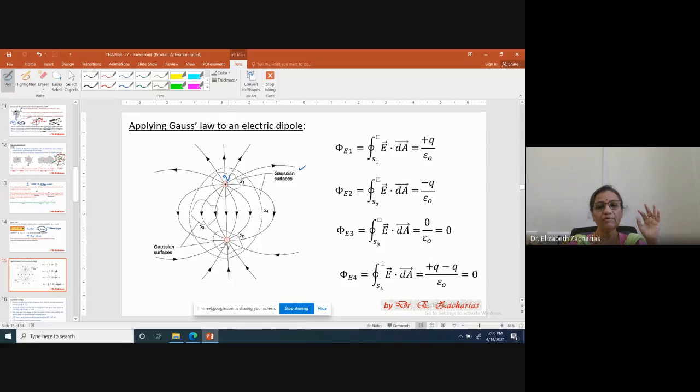And now look at the number of lines for plus Q and minus Q. For plus Q, you see 1, 2, 3, 4, 5, 6, 7, 8, 9, 10. So I'm finding that some 10 or 11 lines are coming. How many lines are there? 1, 2, 3, 4, 5, 6, 7, 8, 9, 10, 11, 12. So 12 lines are coming out. If you see for surface 2, 12 lines are entering. Now, for surface 3, what will be the flux?